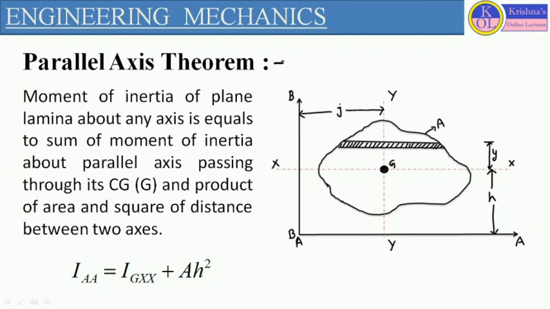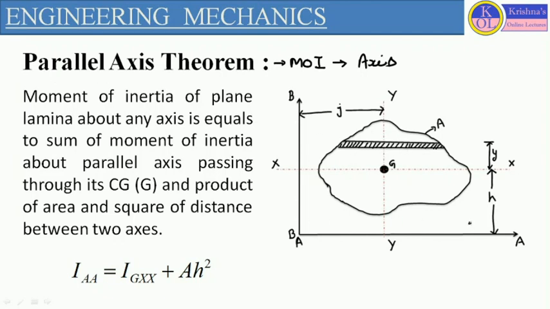This parallel axis theorem we generally use to define the moment of inertia of a plane lamina having a particular area. And this moment of inertia we generally define about one axis which is parallel to either x-x axis or y-y axis. In the previous lesson we defined the moment of inertia of a plane lamina about x-axis or about y-axis. Now here we are going to consider another axis which is parallel to the reference axes, x-x axis and y-y axis. That is why it is called parallel axis theorem.